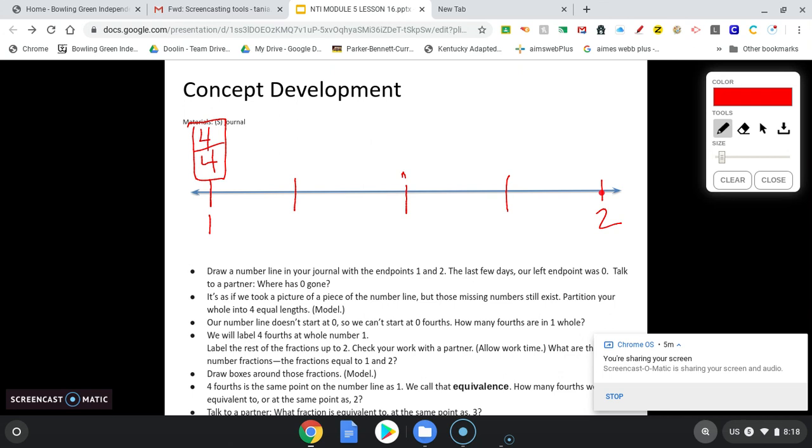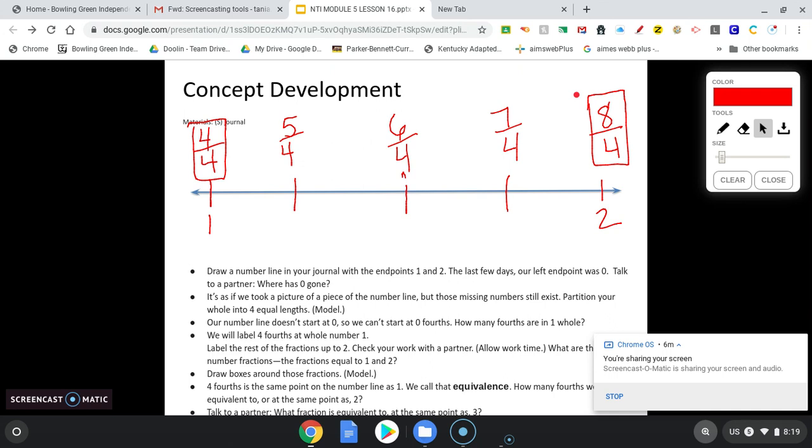So if we have 4/4 here, we know this would be 5/4, 6/4, 7/4, and then we get to 2 wholes, which is 8/4. So let's put a box around that also. We call 4/4 and 1 whole equivalent. There are 4/4 in 1 whole, so 4/4 and 1 whole are equivalent. And 8/4 and 2 wholes are also equivalent. 8 divided by 4 is 2. 4 divided by 4 is 1.